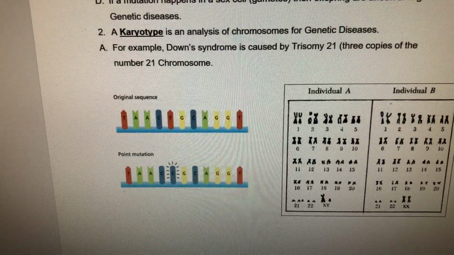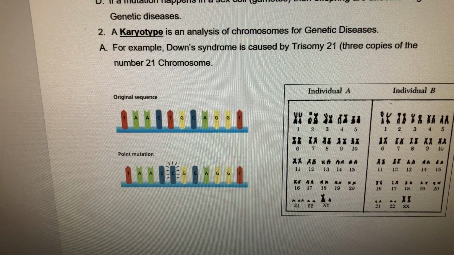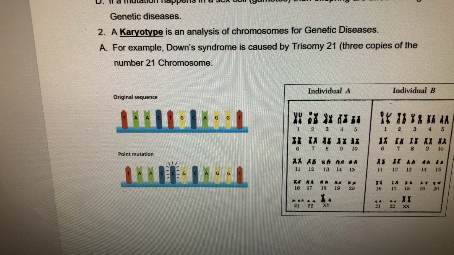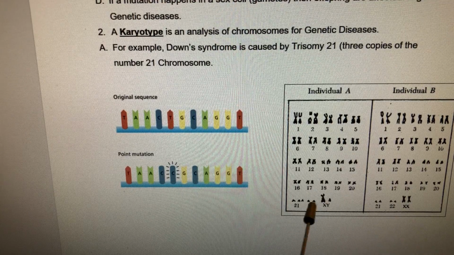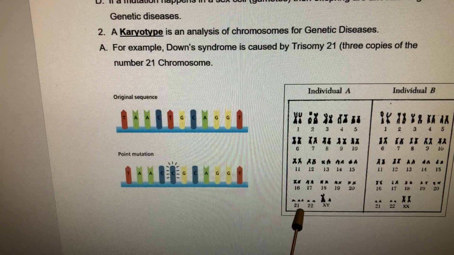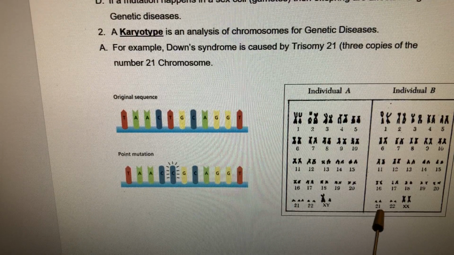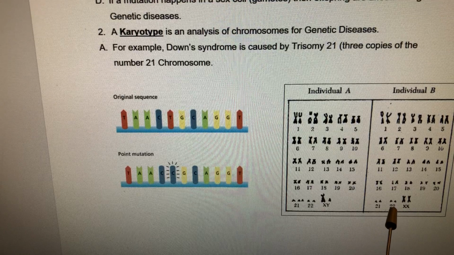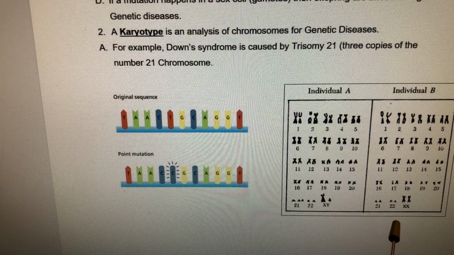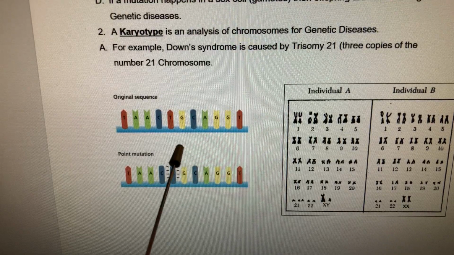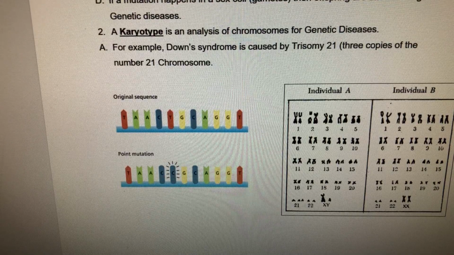For example, in Down syndrome, there happen to be 3 copies of the number 21 chromosome. Here we have a normal individual, and here's an individual with Down syndrome. Notice there are 3 21 chromosomes. This is a non-Down syndrome person, X and Y, male, double X, female. Here's a mutation, a point mutation. The T became a C.